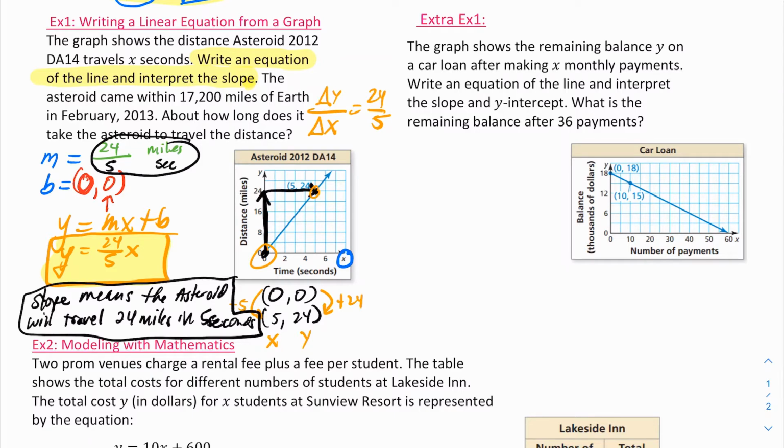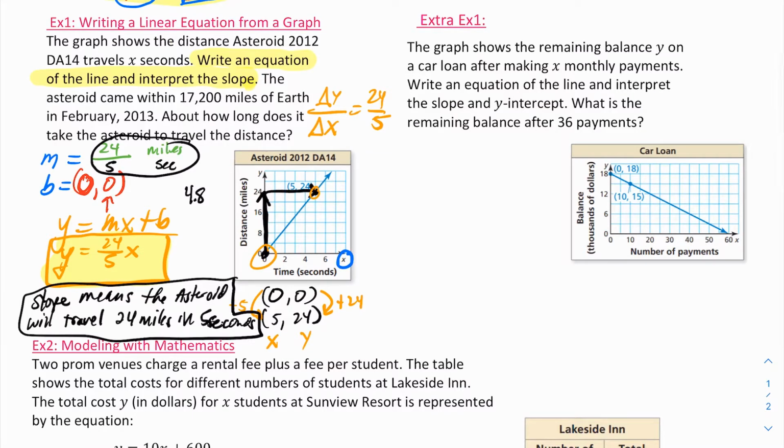Okay, now if you wanted to do it per second, you could just do 24 divided by 5 and do a decimal. I believe that is 4.8. No, it's not. Yeah, it is. It's 4.8. So you could do 4.8 miles per second. And you can do it that way if you'd like.